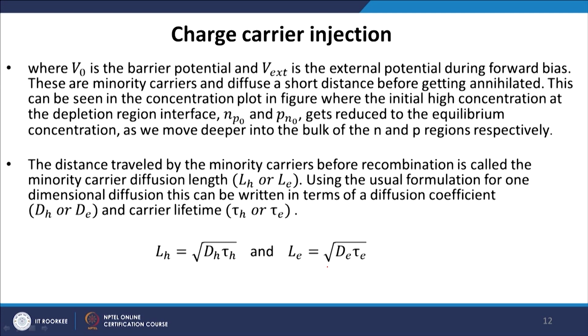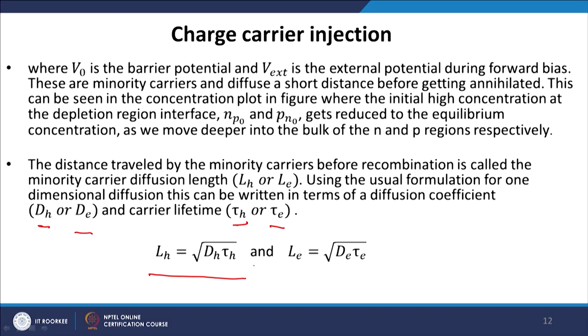Since there are two different kinds of minority carrier, namely hole and electron, there are two different types of minority carrier diffusion length. One is called L_H, another is called L_E. Using the usual formulation for one dimensional diffusion, this can be written in terms of the diffusion coefficient, which is capital D_H in the case of hole and capital D_E in the case of electron, and the carrier lifetime tau_H, which gives the lifetime of the hole, and tau_E gives the lifetime of the electron. So, we can find an expression for the diffusion length corresponding to electrons and holes, provided we know the diffusion coefficient and the lifetime.